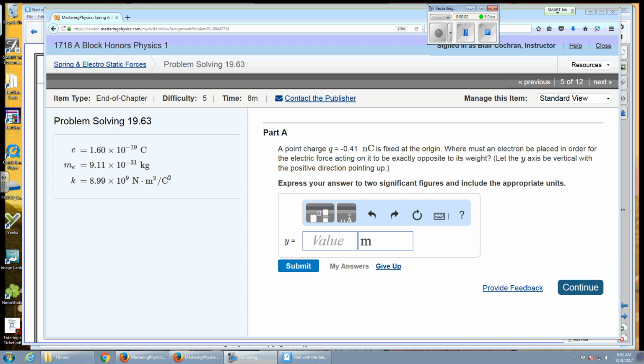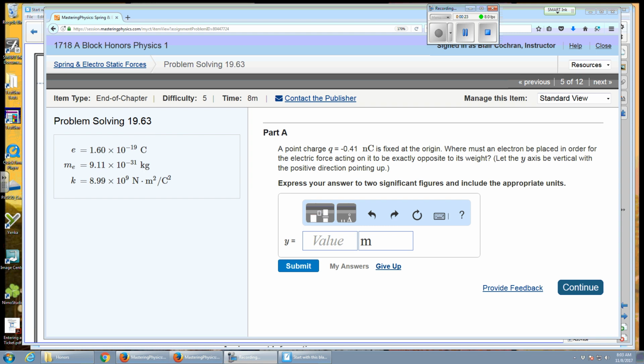So we're going to start with number 5 here. 5 I had as one that I would do a force diagram for. Because I've got this fixed charge, in my case negative. Is everyone's charge negative? Yep, okay. It's fixed at the origin.